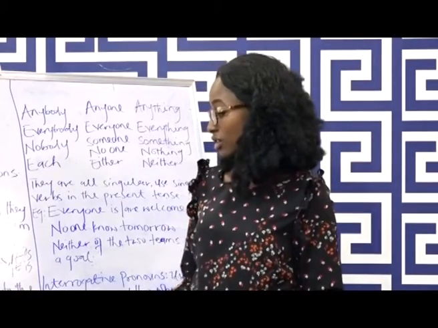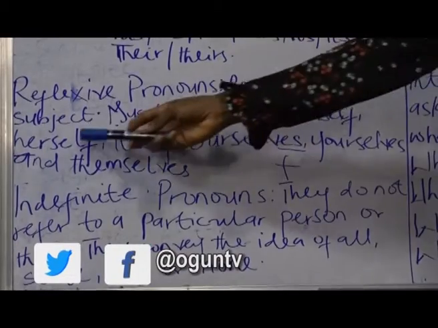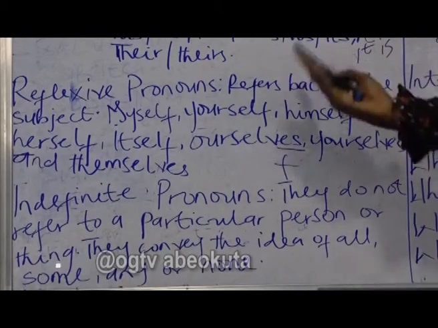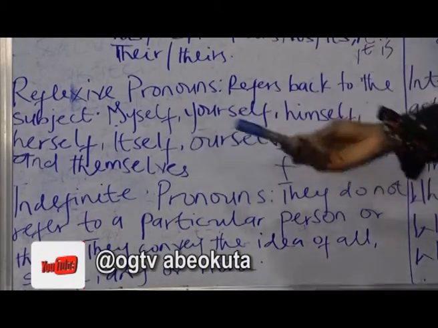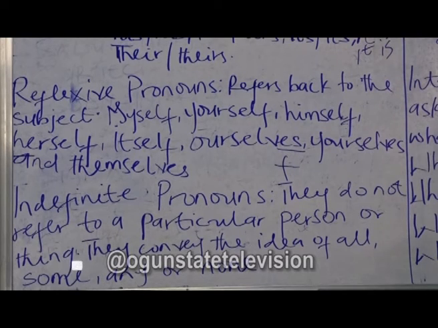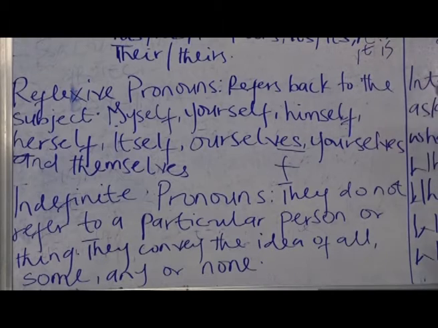He washed the clothes himself. She washed the floor herself. It did it on its own. Itself, when you're talking about a thing. Ourselves, we did it ourselves. Yourselves, you did it yourselves. Themselves, they did it themselves. These are examples of sentences or ways you can use these reflexive pronouns.